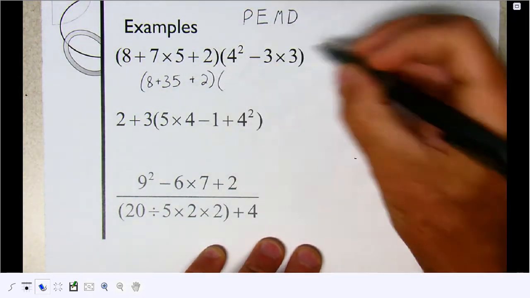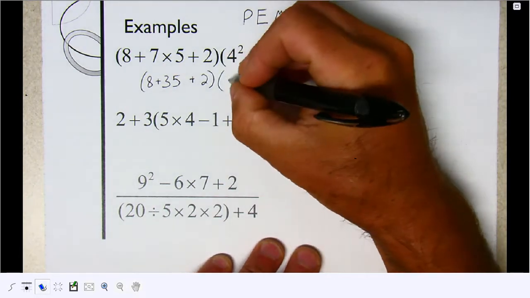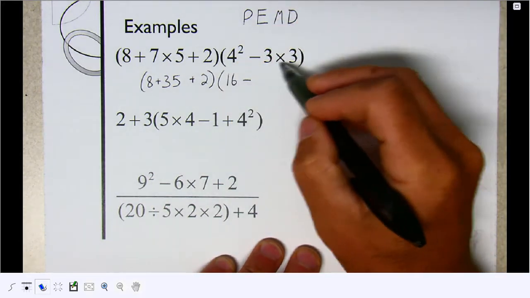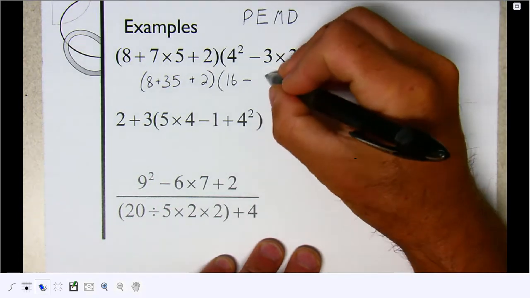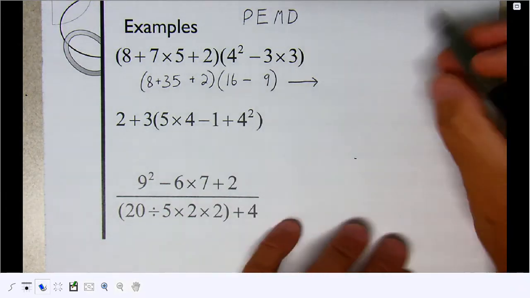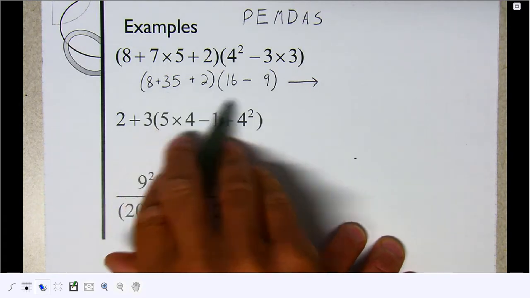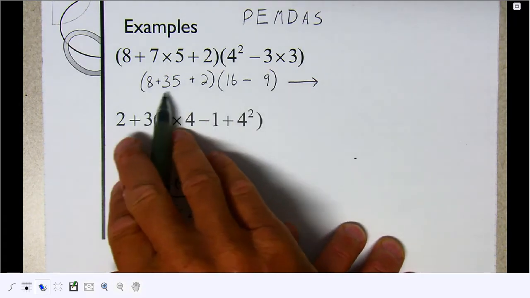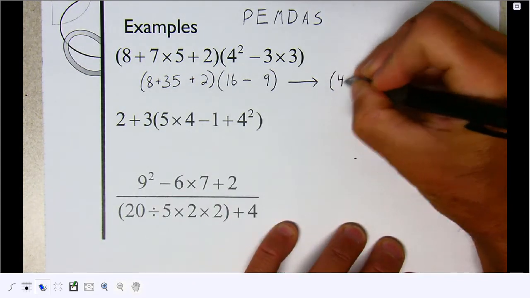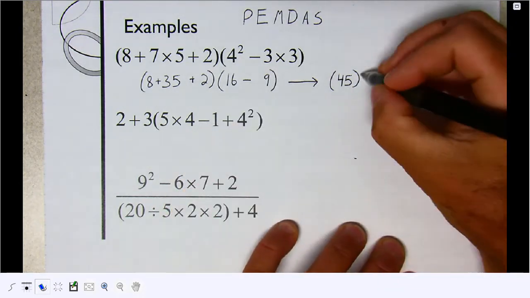And then in our other parentheses, there's an exponent that we need to take care of. 4 squared is 4 times 4, or 16, minus 3 times 3, we'll do that multiplication since we did the exponent, that's 9. Now, we can go a little bit further with that. We can now take care of our addition and subtraction, where we're still working inside each parenthesis separately. 8 plus 35 is 43, 44, 45 in the left parentheses. In our right parentheses, we have 16 minus 9, that's 7.